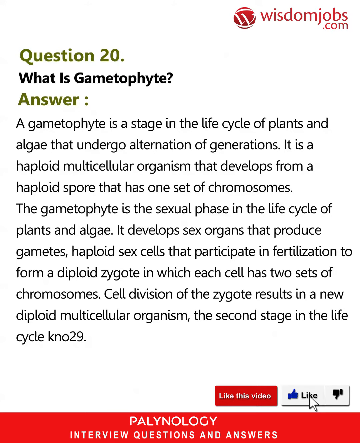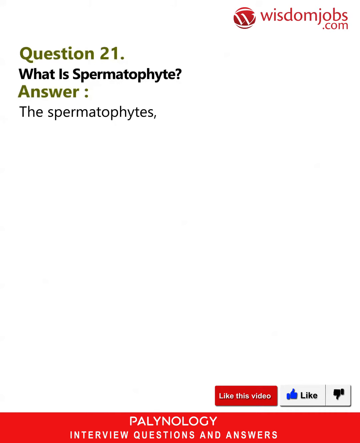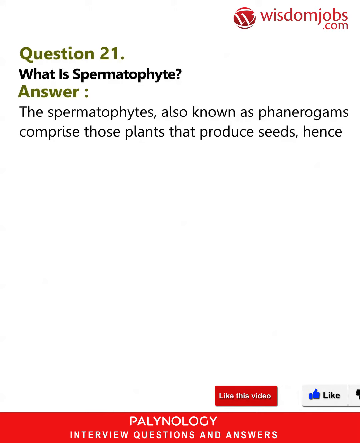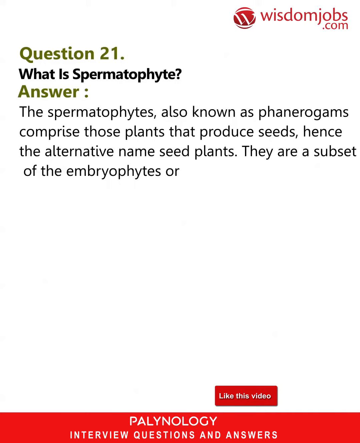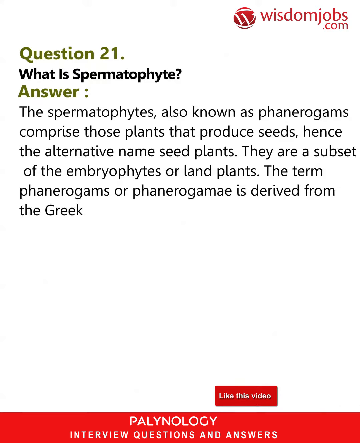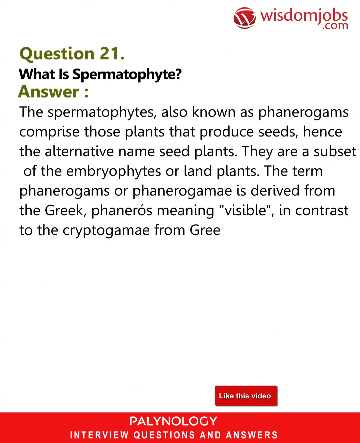Question 21. What is spermatophyte? Answer. The spermatophytes, also known as phanerogams, comprise those plants that produce seeds, hence the alternative name seed plants. They are a subset of the embryophytes or land plants. The term phanerogams or phanerogamae is derived from the Greek phaneros, meaning visible, in contrast to the cryptogamae from Greek cryptos, meaning hidden, together with the suffix game, to marry.